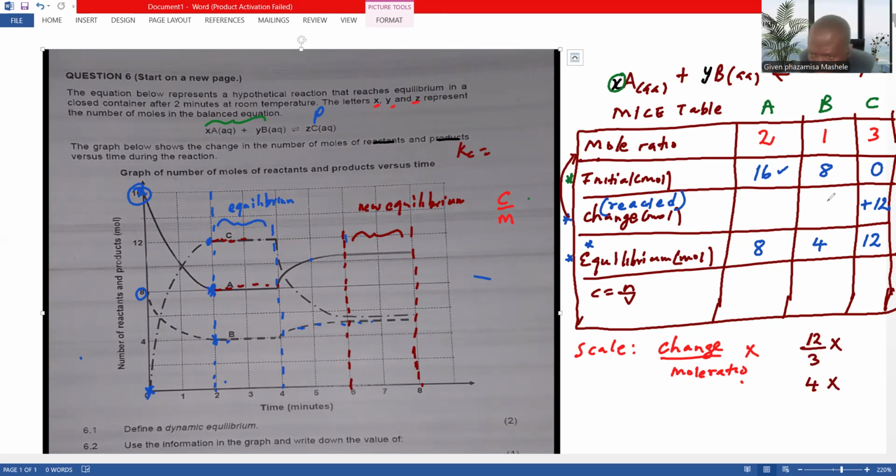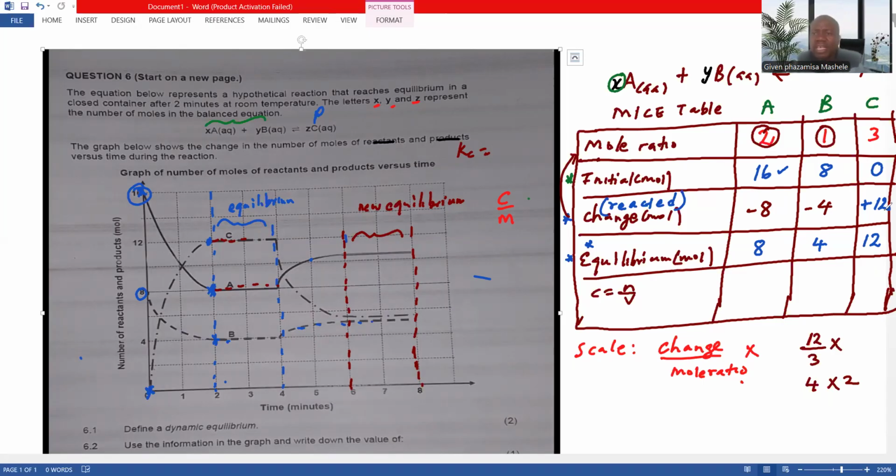If we want to get this value this side, we multiply by the mole ratio of that value. The mole ratio is 1, so we multiply here by 1. 4 times 1 gives us 4. Same applies if we want to get A. We already created the scale, then we multiply it by the mole ratio. The mole ratio is 2, so we multiply by 2. This gives us 8. And we have seen that we got this initial: 16 minus 8 is 8, 8 minus 4 is 4. Then those are the answers.